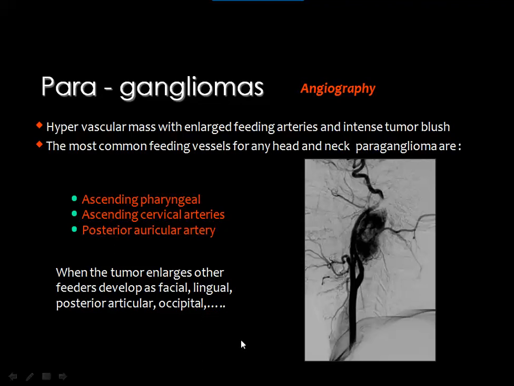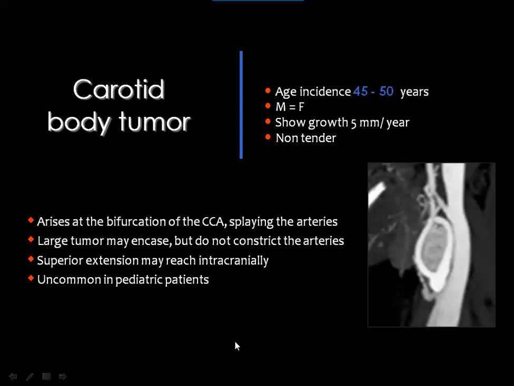Then if you have an angiogram for a carotid body tumor, you see a hypervascular lesion with too much blood supply, and the tumor blush, as you can see here. The carotid body tumor is located between the bifurcation of the common carotid artery, between the external and the internal. This is the sagittal reconstructed image showing beautifully the site of the carotid body tumor, and this is the internal jugular vein.